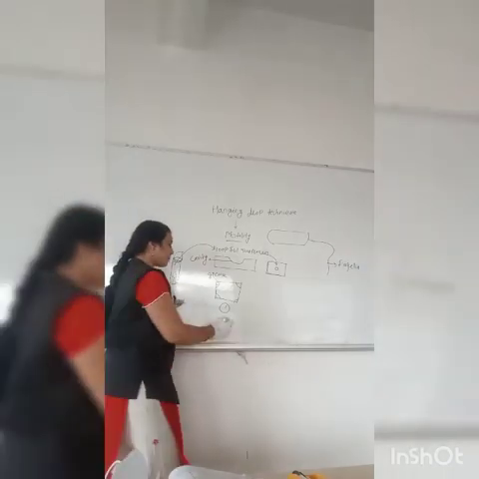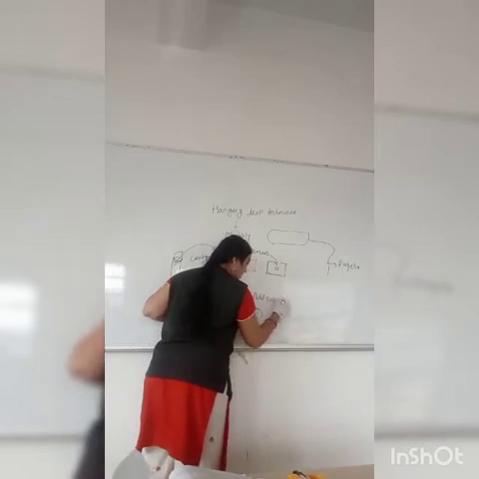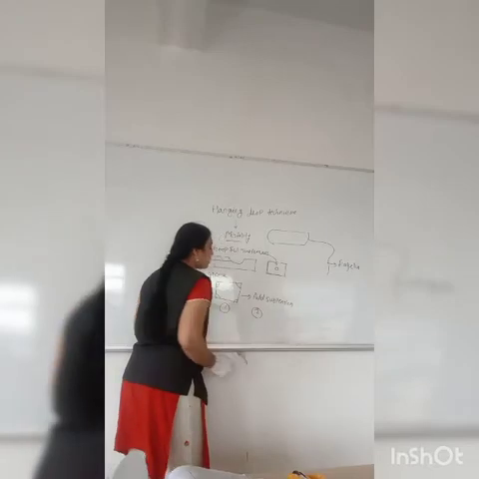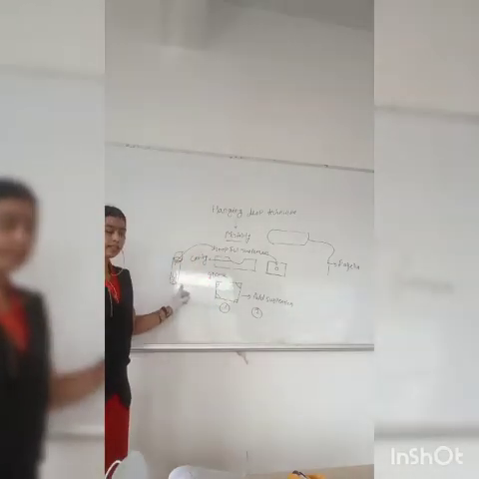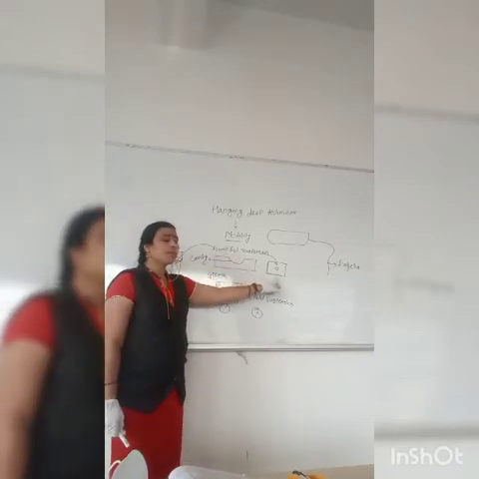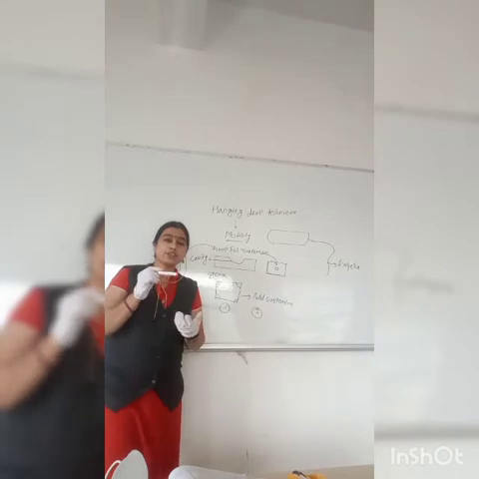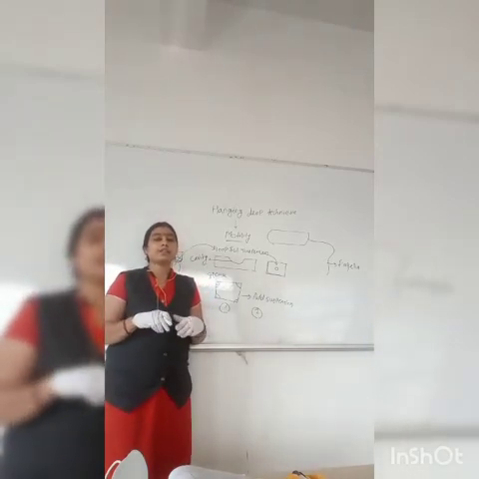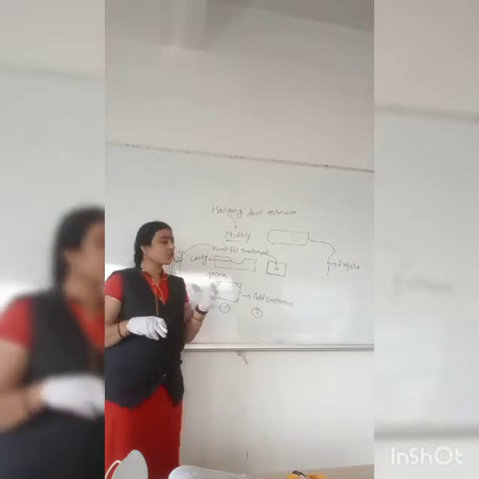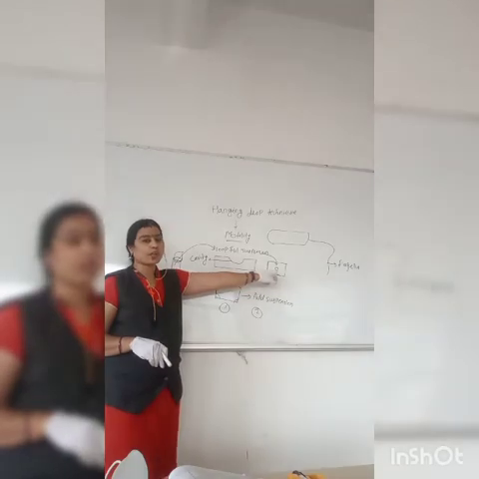The second step is to add suspension. Take a loopful of suspension from this bacterial suspension and put it on the center of the cover slip. It should be a drop. It should not be sprayed over there. It should be a drop. So place the drop at the center of the cover slip.